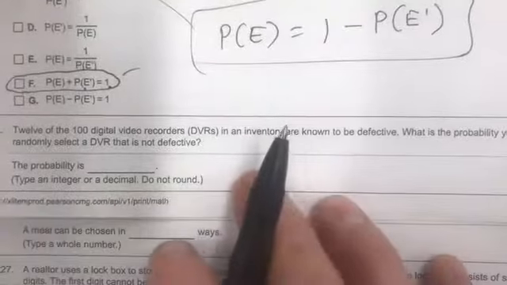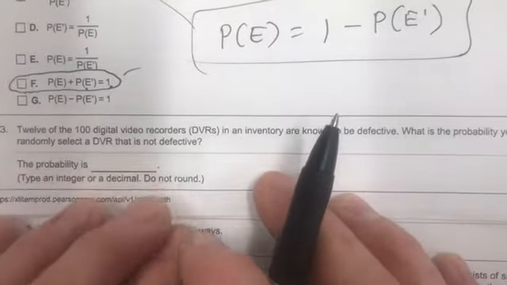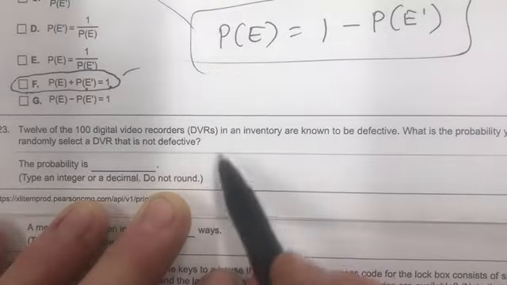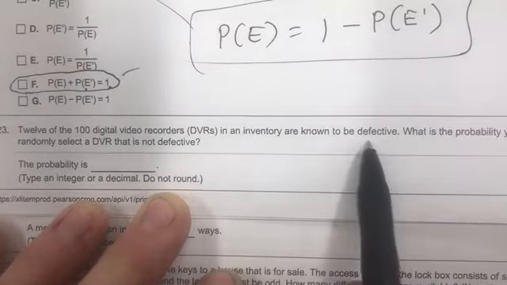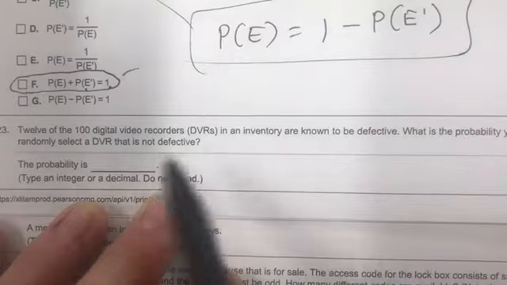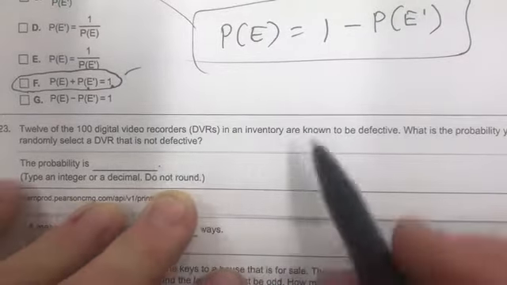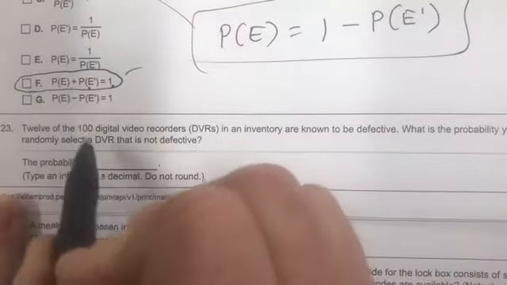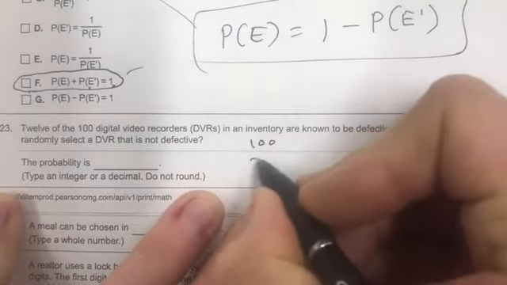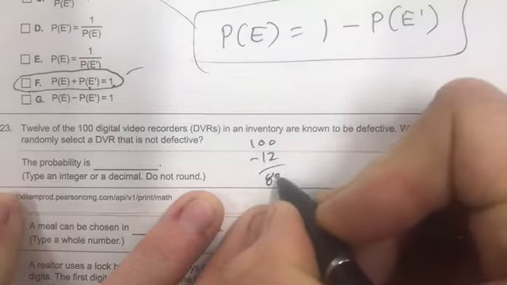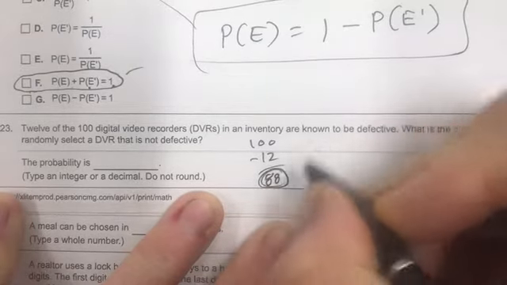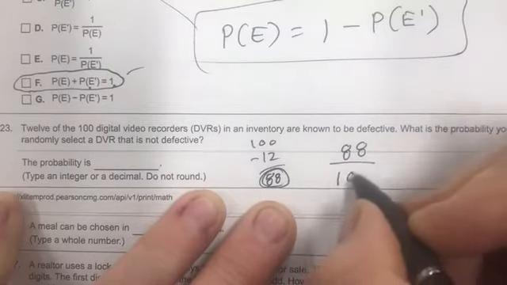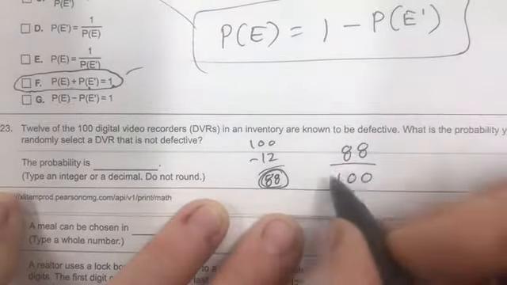What about 23 right here? 12 of the 100 DVD recorders in the inventory are known to be defective. What is the probability you randomly select a DVR that is not defective? If there's 12 that are defective, 100 minus 12 is 88. That means there's 88 that are not defective. That's what's favorable here for us out of 100 total. So it'd be 88 over 100.